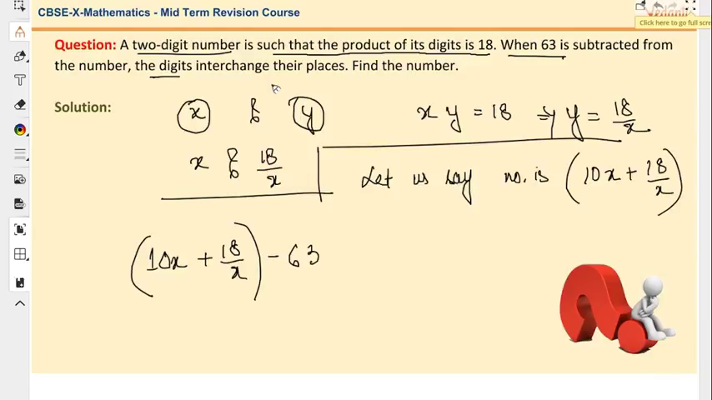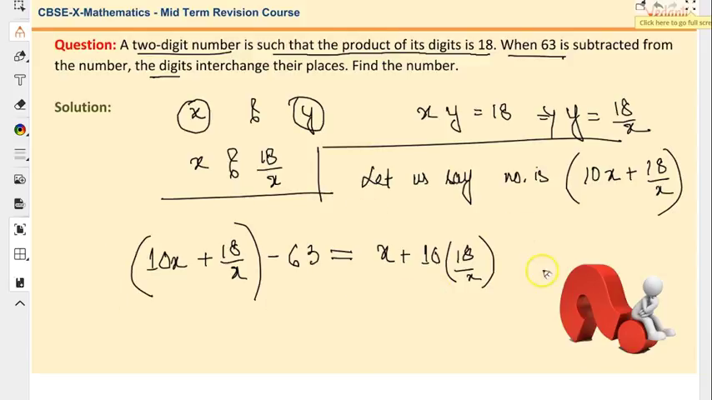So suppose I had some number, say 90 or 91, and if I interchange, I get 19. Similarly, I have some number, and if I subtract 63 from this, I get the same thing but in a different order. That means now I will have 10y plus x. So earlier I took 10x plus y, now I will take x plus 10y. And what is y? Y is nothing but 18 by x. So I'll write 10 times 18 by x, so now you get 180 by x.